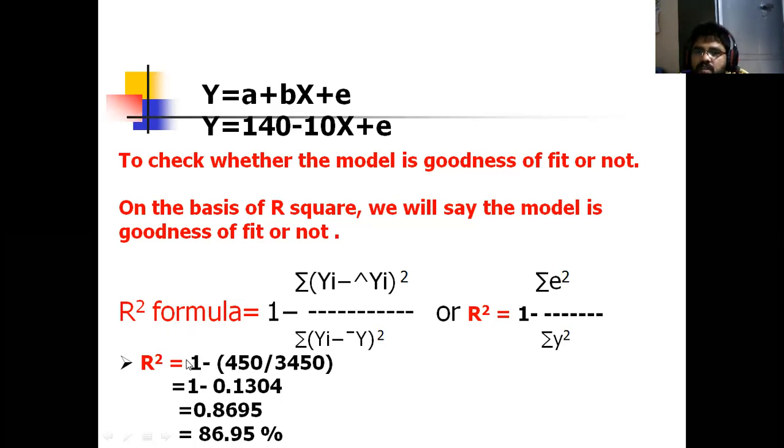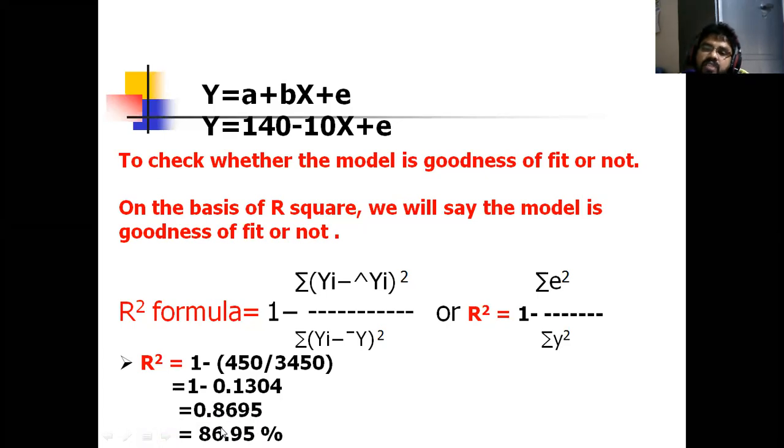That is R square is equal to 1 minus sum of e square by sum of y square, that is 450 by 3450. When you divide 450 by 3450, you will get 0.1304. Then you subtract this value from 1, and you are going to get 0.8695. So the R square is 0.8694965. In percentage terms, 86.95. So like this, we can calculate manually.